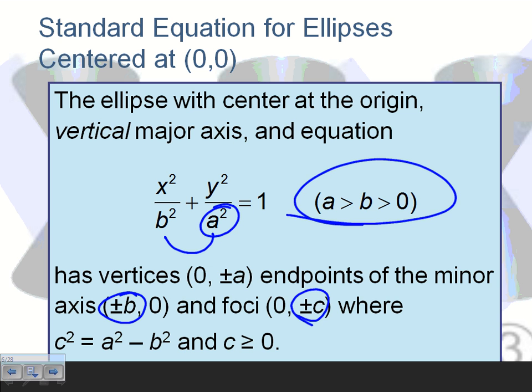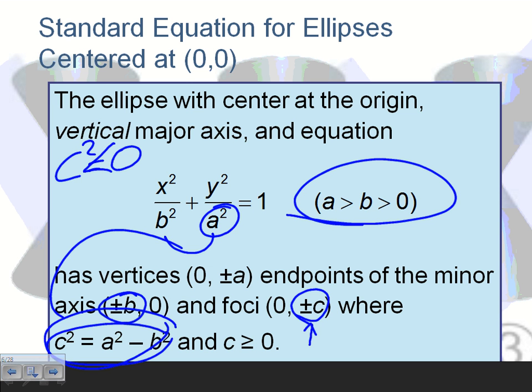Notice that c now is in the y position, because we've changed the foci 90 degrees. However, because we swapped these two, we still have c squared equals a squared minus b squared. Still the larger value squared minus the smaller value squared. We are not going to deal with anything where c squared is less than 0.